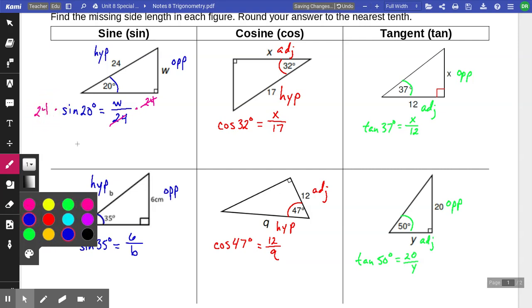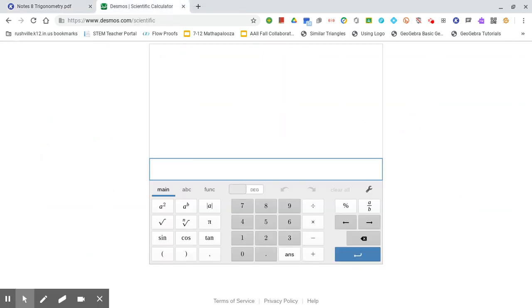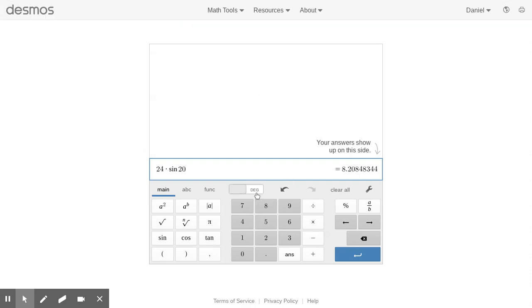Okay, and so what we get is that 24 times sine of 20 degrees equals w. And what is that? Well, sine is just a ratio of sides, but good news is calculators have been programmed to give us some decimal approximations for these angles with trig functions. And so if we go to something like the Desmos Scientific Calculator, and we type in what we had, which was 24 times sine of 20 degrees, and you don't have to put the degree symbol here. Automatically, we're set up in degree mode.